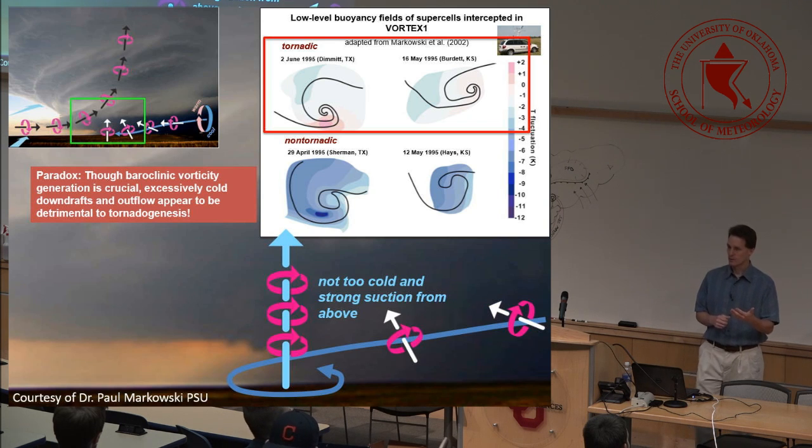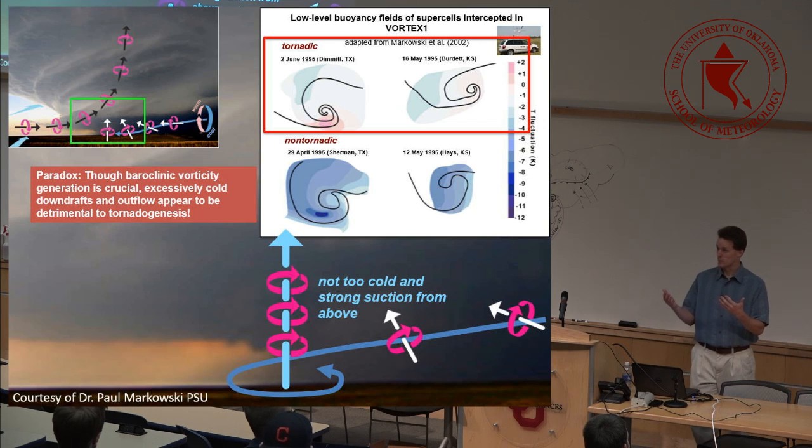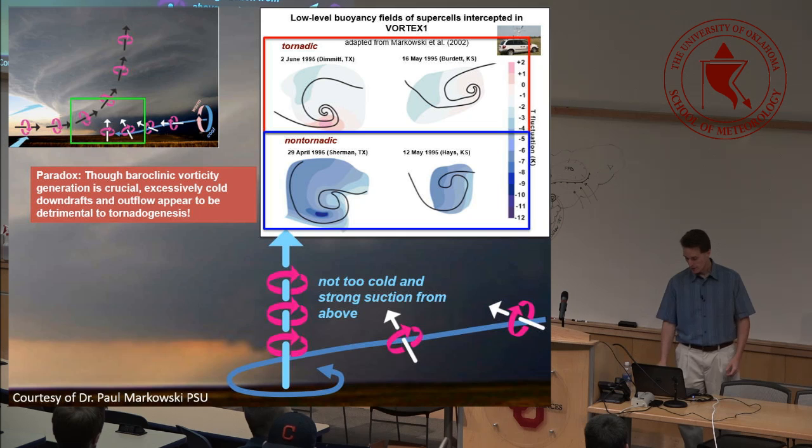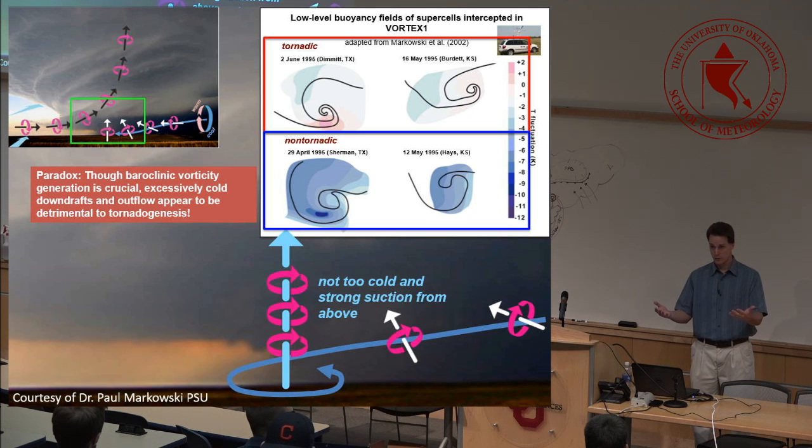Notice the color coding in the background. It tends to be shades of pink in the vicinity of the low-level appendage. That means the air in the rear flank downdraft that was sampled directly with mobile mesonets was relatively similar to the inflow air in terms of buoyancy. So it's not cold compared to the inflow air. You go to the non-tornadic cases at the bottom, you see all the dark blues. Those are ones where the perturbation is much more negative. It's noticeably colder than the inflow air.